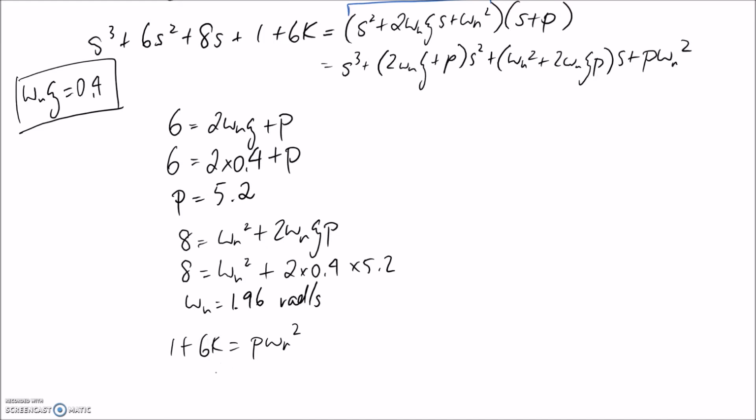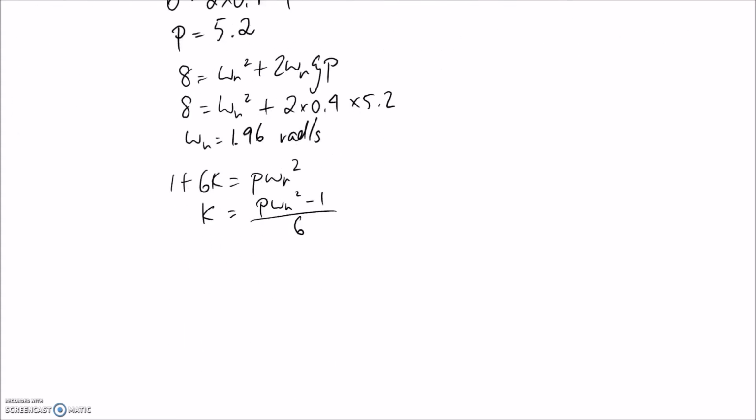Alright, so rearranging for k, we're going to get this, and we should be able to sub in because we know all these things. So 5.2, 1.96, we end up with a k value of 3.161. So that's the answer that we were looking for.